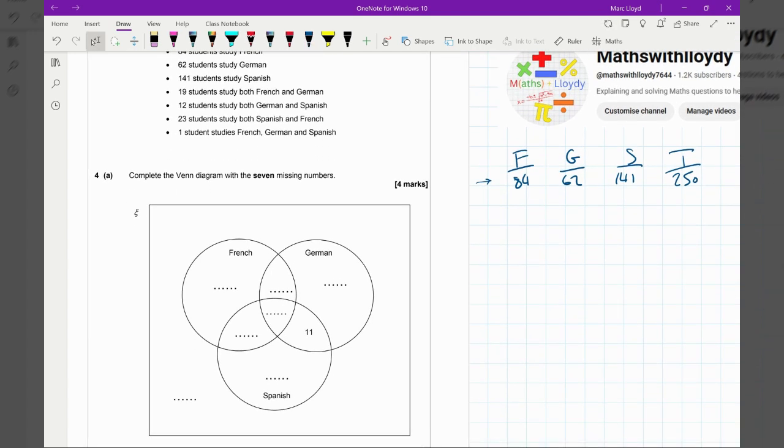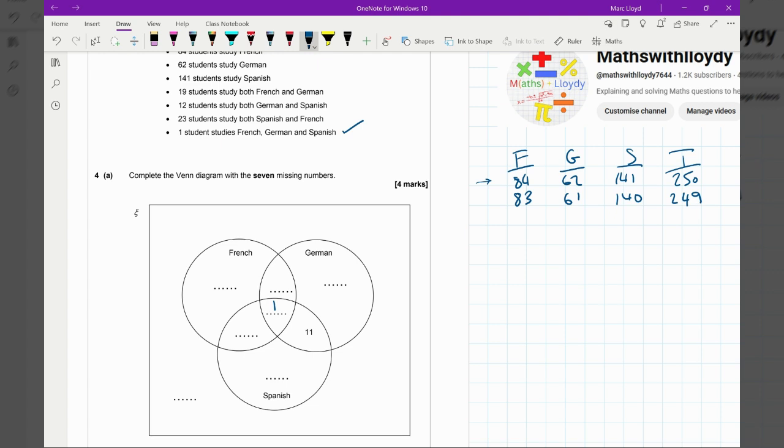So if we look at the last bullet point, I'm going to tick it. I should actually tick it afterwards. But one student studies French, German, Spanish, which means one goes into the middle there. And we can then subtract one from all of these options because one has been accounted for.